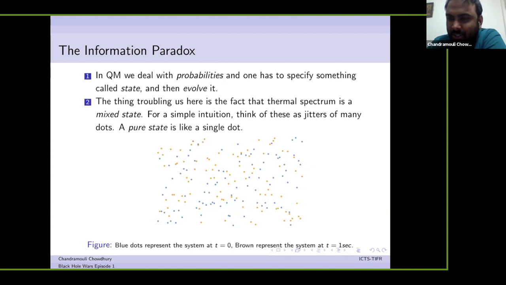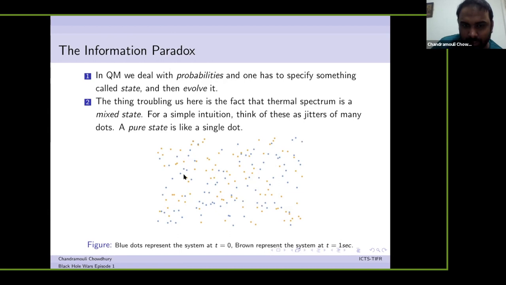So, okay, now I'll try and give you some more intuition of what this means from this diagram. Imagine that there's some system, and I'm just taking a snapshot of that system at some time t equal to zero. And I just end up seeing blue dots at various points. Now, these blue dots don't represent particles of some sort. They represent, in some sense, the distribution of energies in that system. But for now, just think of them as blue dots. And then after some time, let's say I wait for 1 second and then click a picture, I get another picture where there are many more brown dots.